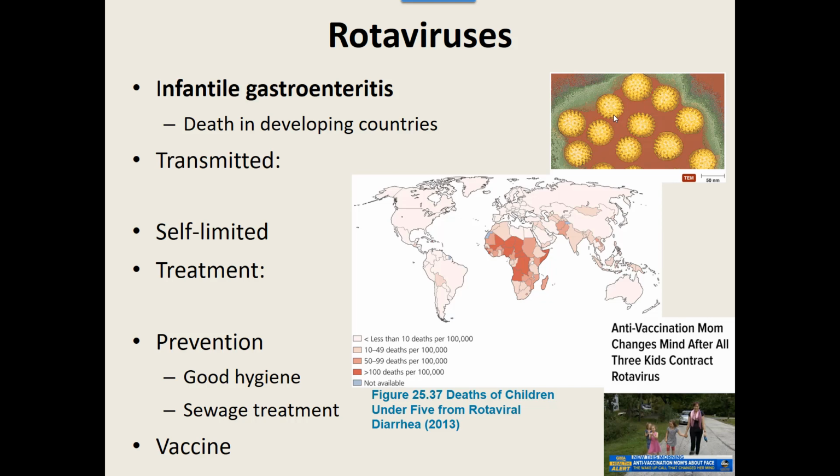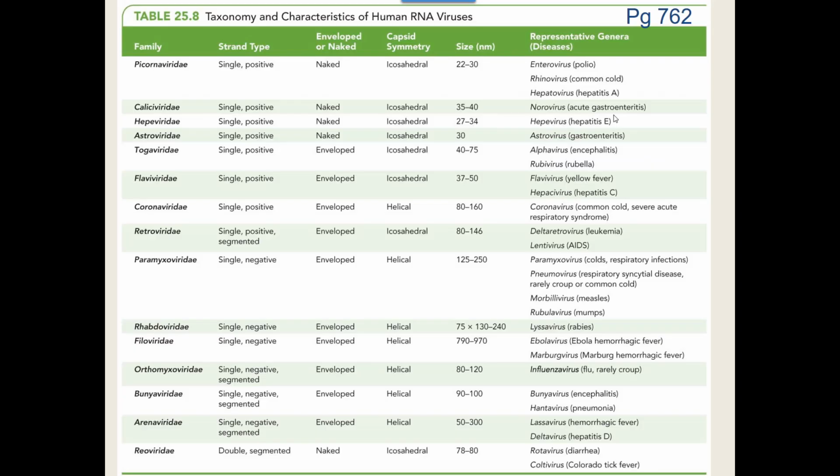At the end is just a nice little summary of all of the families, what kind of RNA they have, whether they're enveloped or not, what the shapes look like, what the different viruses are that fit into all these families. So, lots and lots of viruses. But we're going to leave there. We're going to do some more reviewing before your next exam.